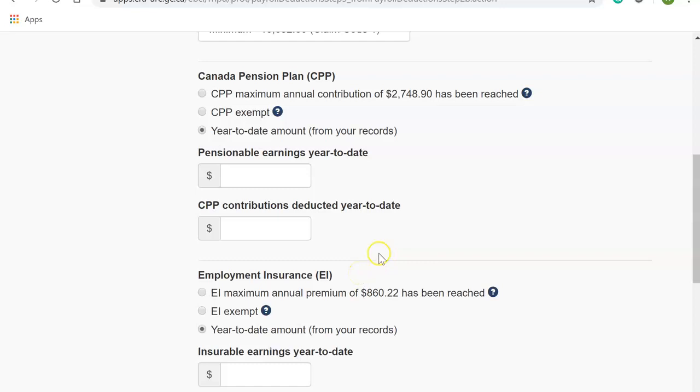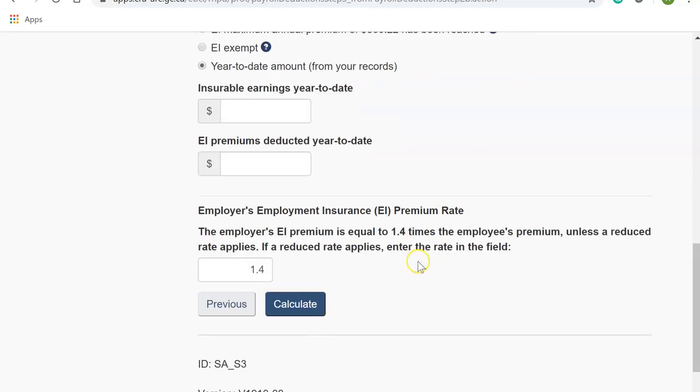So throughout the year, if the employee makes enough money, if they max out their CPP of 2748.9 and their EI of 860.22, then the employer stops collecting it. So then that's all they need to collect from them. And the employer is also responsible for remitting 1.4 times what the employee has to pay in EI, and then they have to match what the employee has to pay in CPP. So we'll just calculate this.